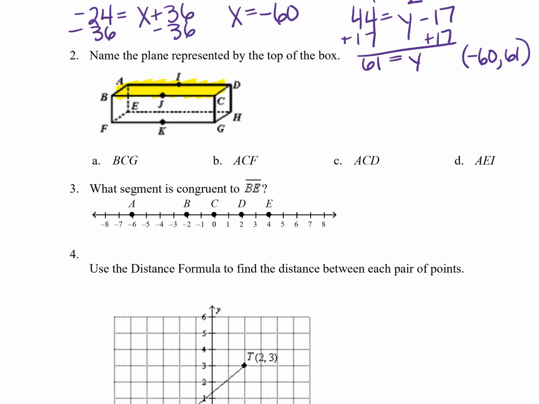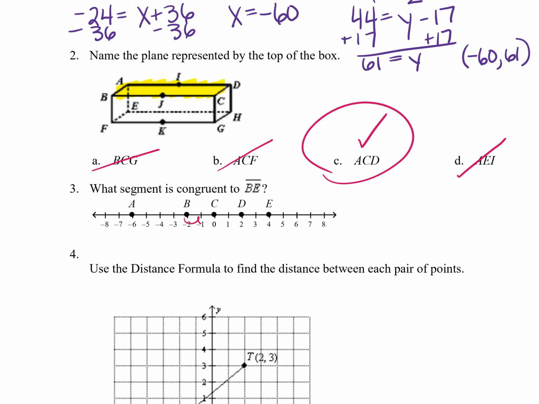So choice A, BCG, that is not on the plane. ACF, F is not on the plane. ACD, that checks out. All 3 points are on the plane and they are not collinear. And of course AEI is not on the plane. So ACD.